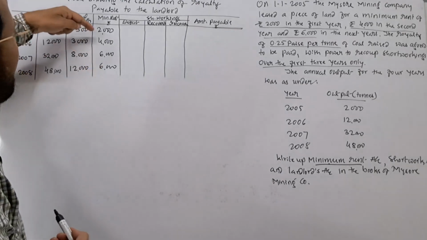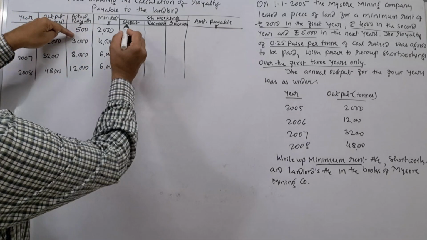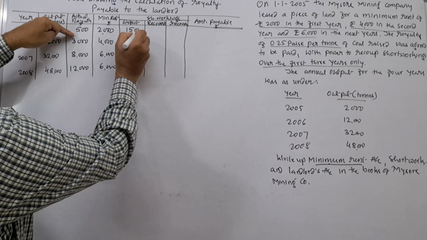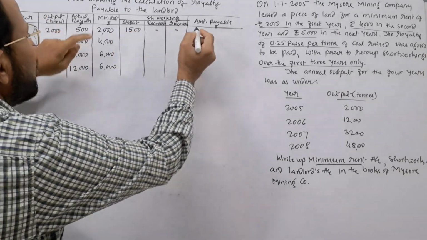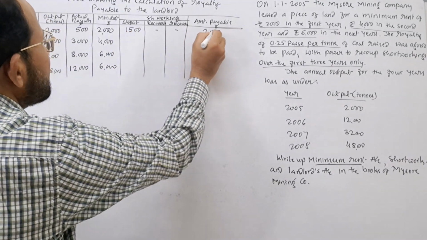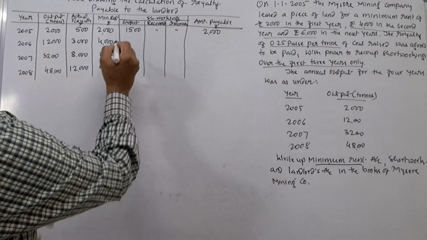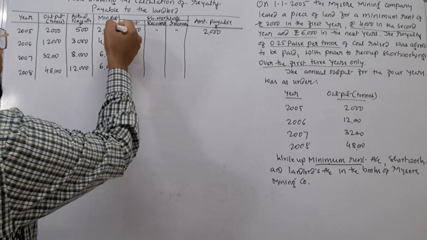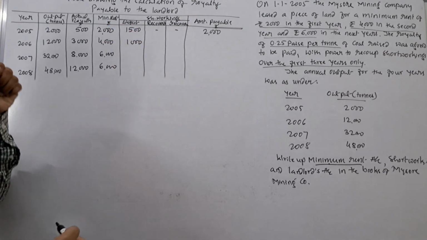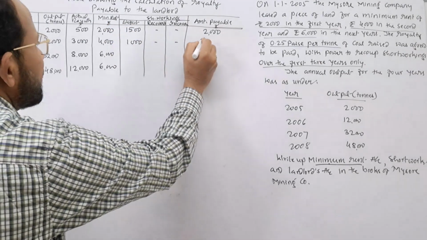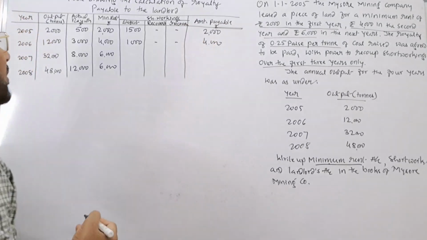Here, see, minimum rent is more than the actual royalty. Therefore, deficit is there rupees 1500. Amount payable to the landlord is rupees 2000. That is the minimum rent. In the next year, 1000 deficit is there. The minimum rent is rupees 4000. Therefore, the amount payable to the landlord is rupees 4000.